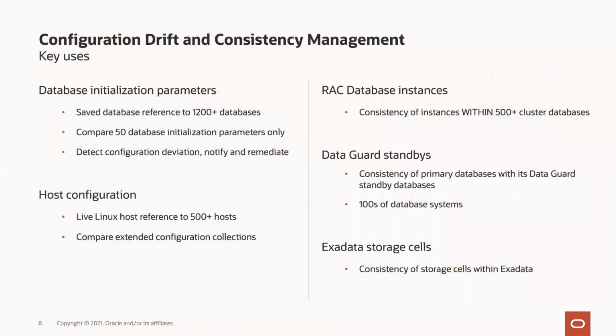So let's look at some real use cases where configuration drift plays a role. A few examples here: a customer has a requirement to compare 50 database initialization parameters every day. It's only 50 database initialization parameters out of hundreds of init parameters that are there. The goal is to detect any configuration deviations, make sure there is notification, and then remediate each of those deviations to be compliant with the baseline.